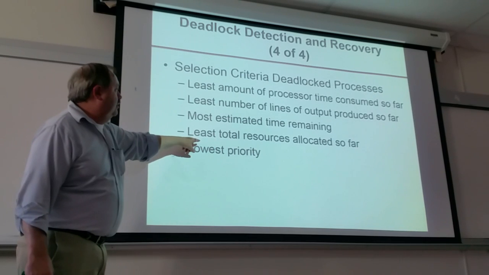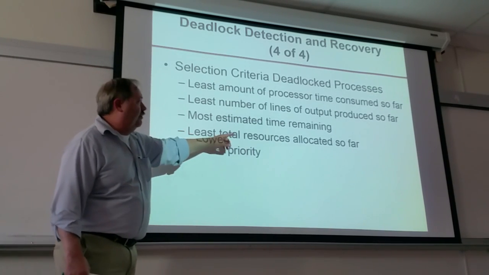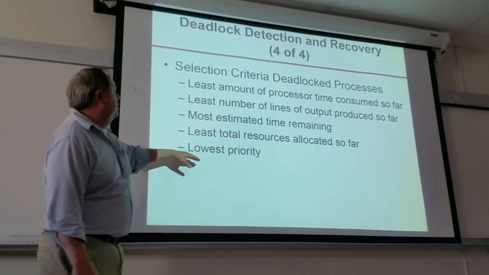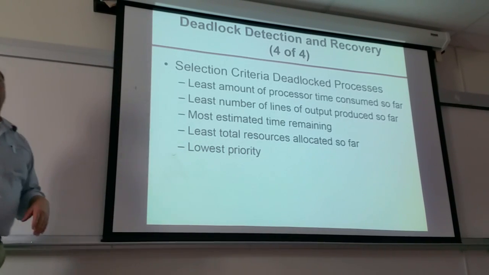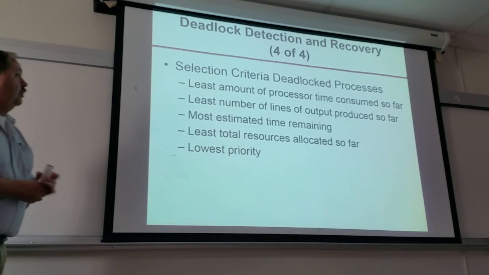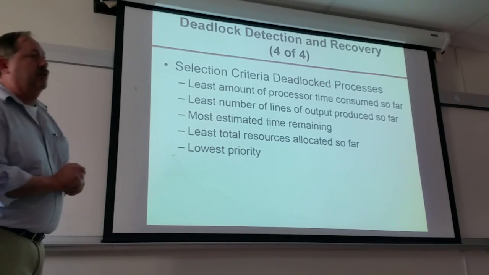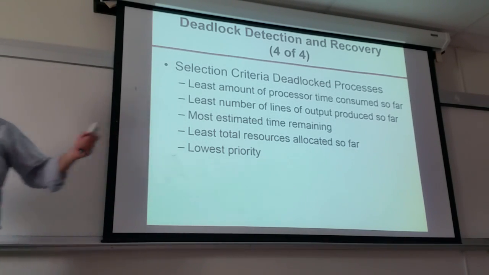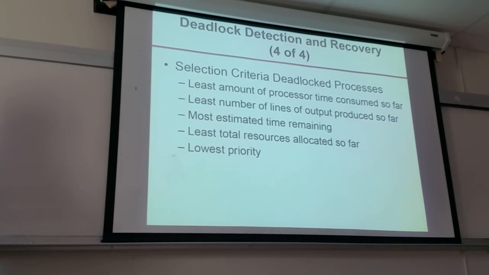Time remaining. So I disagree with this one. Don't go for the least allocated. Go for the most. You can go for the lowest priority process. A lot of system OSs are using priority processes, and you can look for the ones with the lowest priorities. Well, there's lowest priorities, so least important. No one's going to miss them, right?